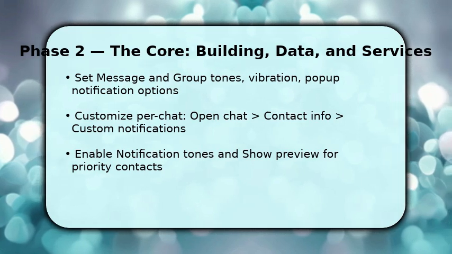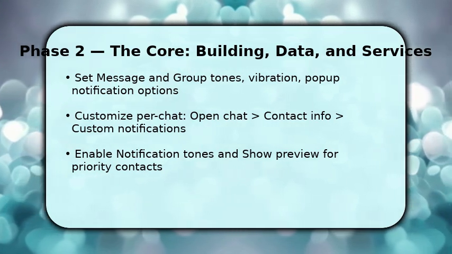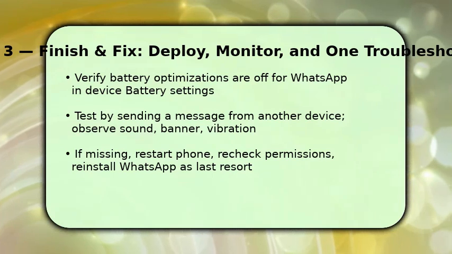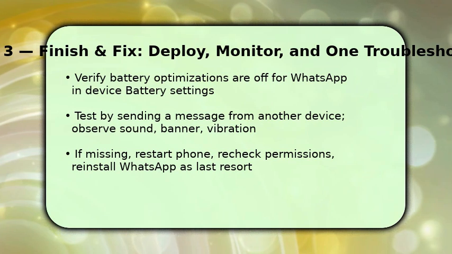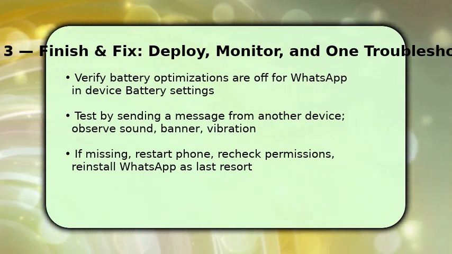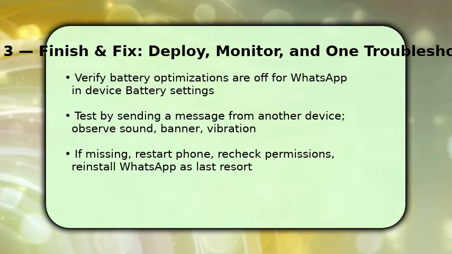Finally, finalize by disabling battery optimization for WhatsApp so background delivery remains reliable. Go to battery settings and exempt the app. Test notifications by sending a test message from another phone and watch for sound, banner, and vibration.